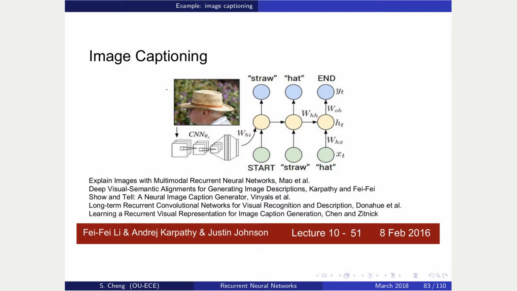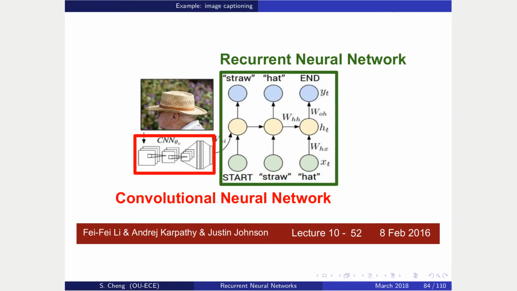Here is just another example of an application: image captioning. We have a photo, or image, here, and we're trying to generate a caption for it, and we can use an RNN for that. More precisely, it is a combination of CNN and RNN. The basic model is pretty simple. Of course, there have been quite a few works on that. Here we just talk about one by Feifei Li and her group.